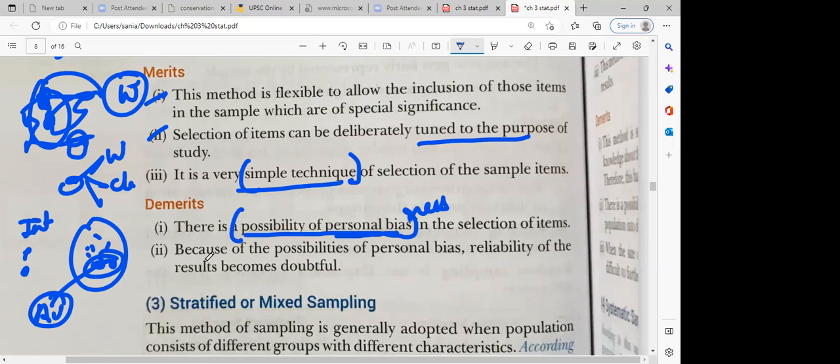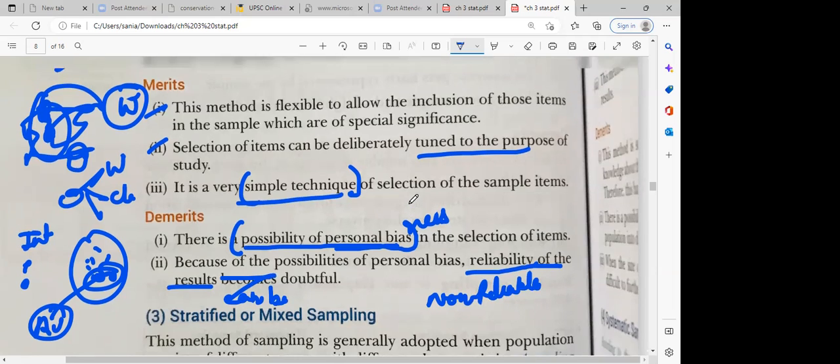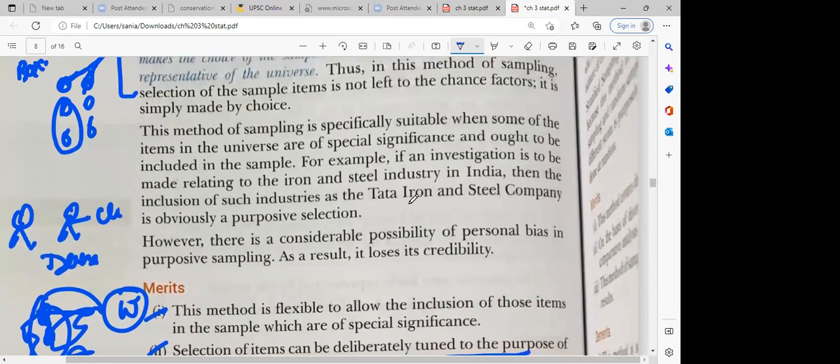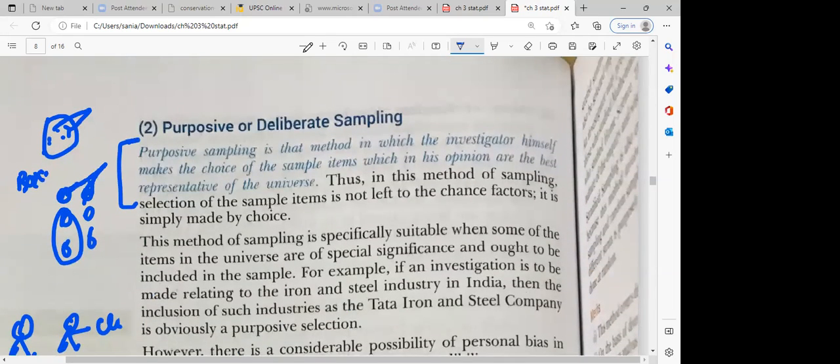Okay. Then second, because of the possibility of personal biasness, reliability of the results becomes doubtful. So you will write reliability of the data results can be doubtful, or instead of writing this, you can write non-reliable data. Okay. Clear? Clear, girls? Yes, ma'am. Okay. So quickly write it down because after this, we have to cover one more.